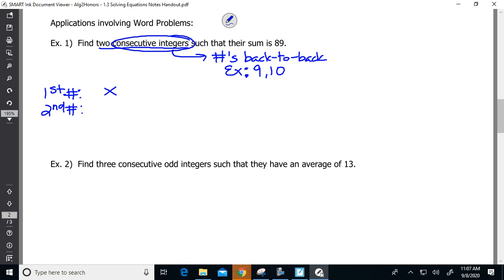The second number, x plus 1. Why is it x plus 1? If they're back to back, it's the next number after. Consecutive means the next number. To go from 9 to 10, you added 1. So the next number after x would be x plus 1. So those are your consecutive integers. So when we set up the equation, find 2 consecutive integers such that their sum is 89. That would be x, which is the first number, plus x plus 1, which is the second number, equals 89. So there's your equation.